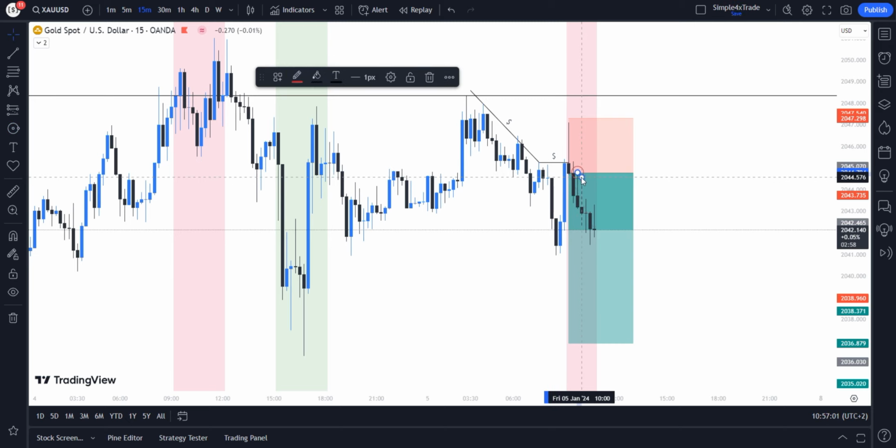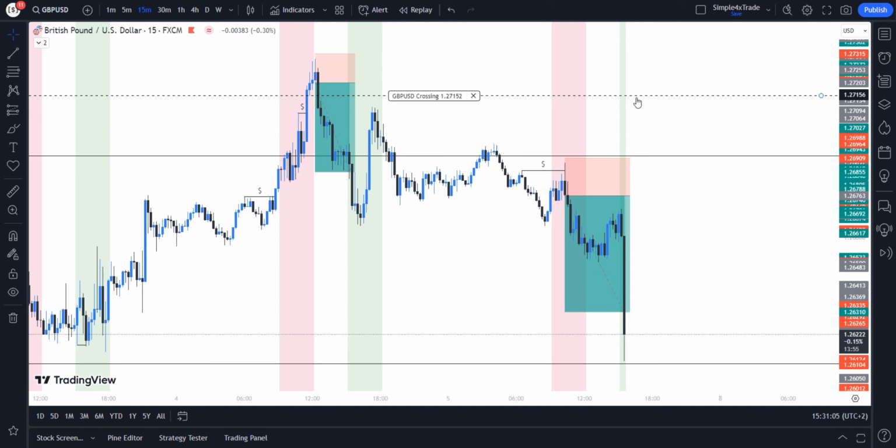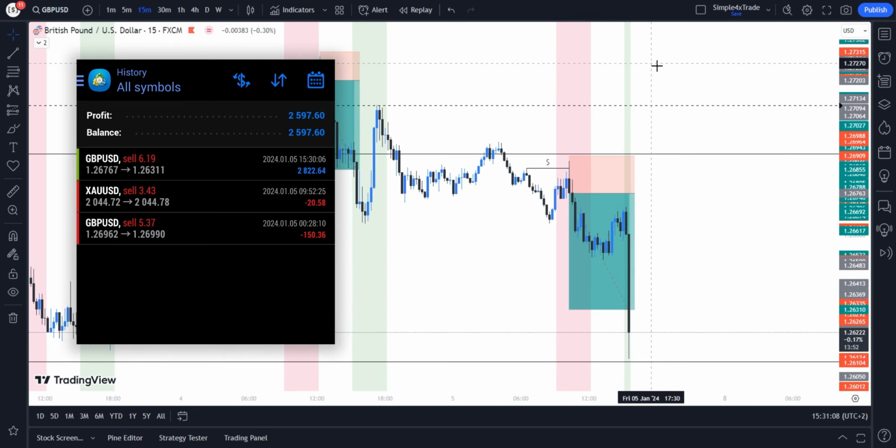I am sure we will make money on GBP USD and everything will be fine. That's it, I managed to make 3% and that's the end of my trading day.